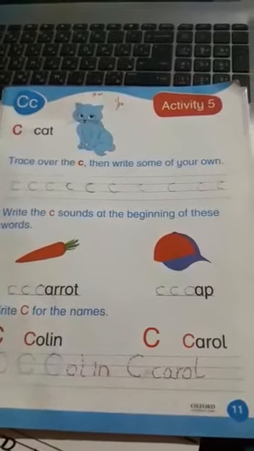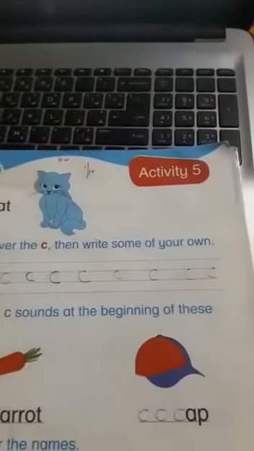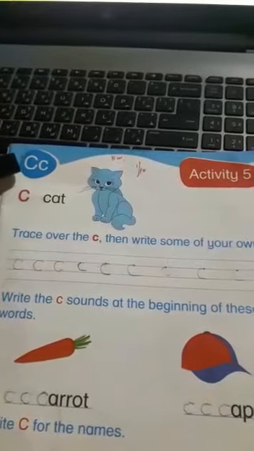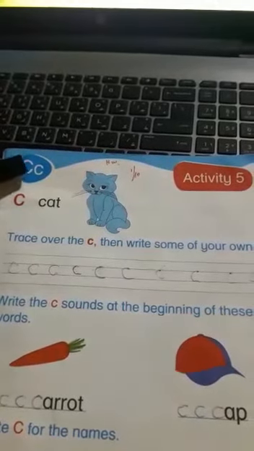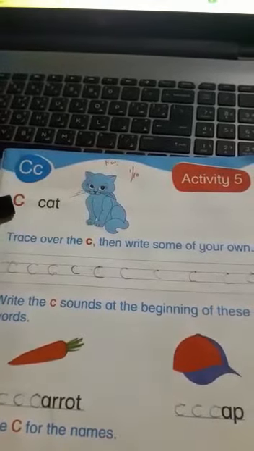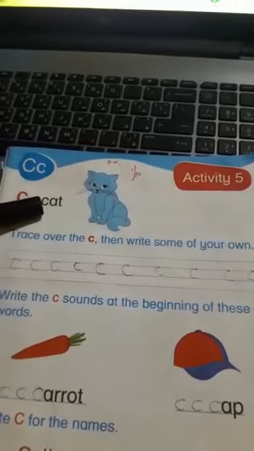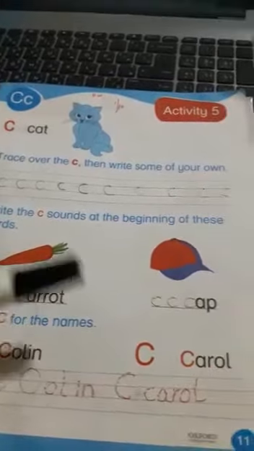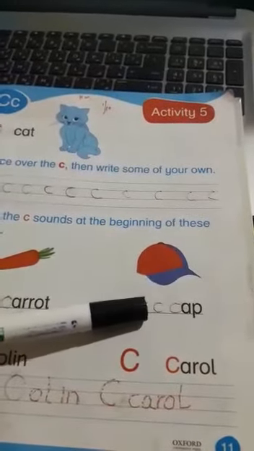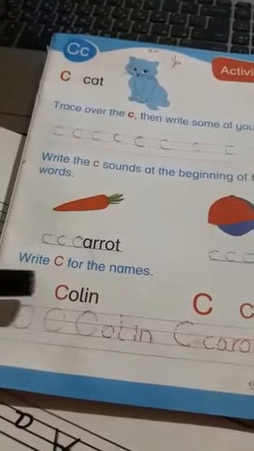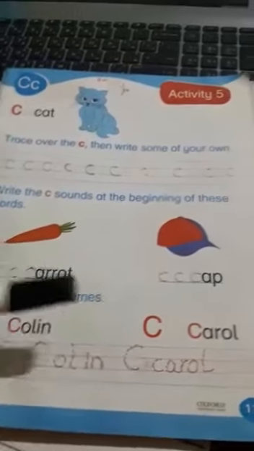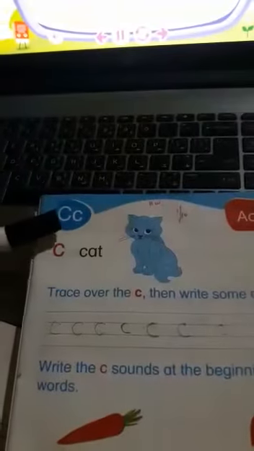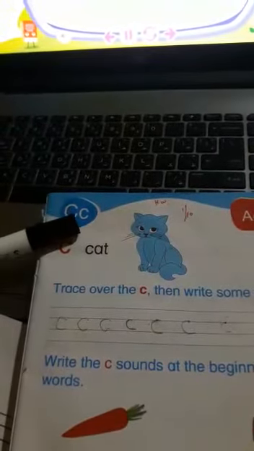Page number 11. Say with me. C. C sound K. Uppercase C and lowercase c. C, K, cat. C, K, carrot. C, K, cap. C, K, Colin. C, K, Carol. Again, uppercase C and lowercase c.